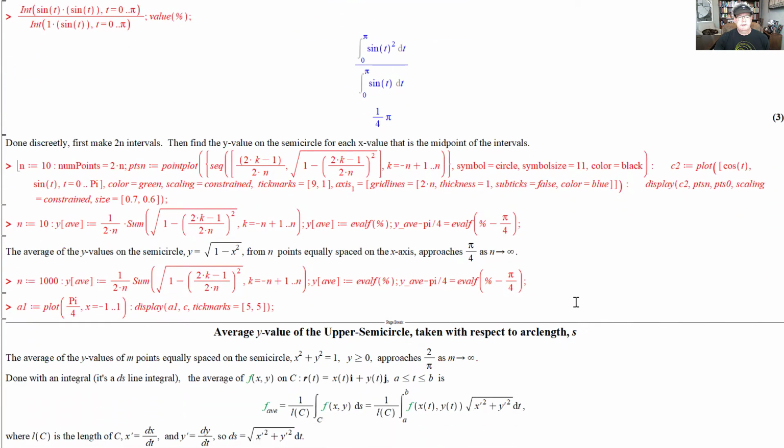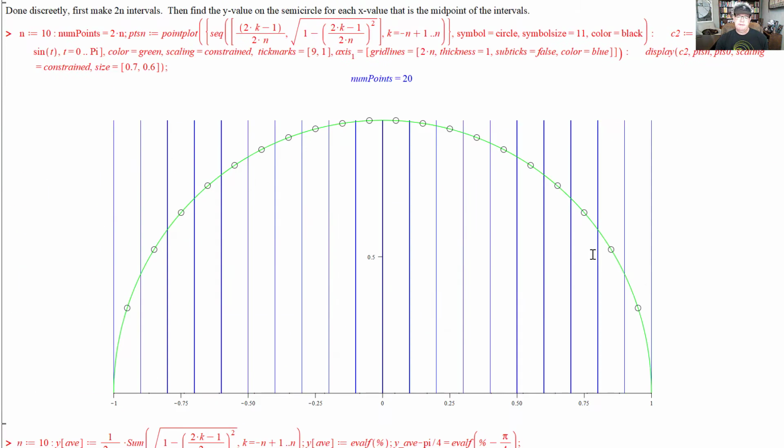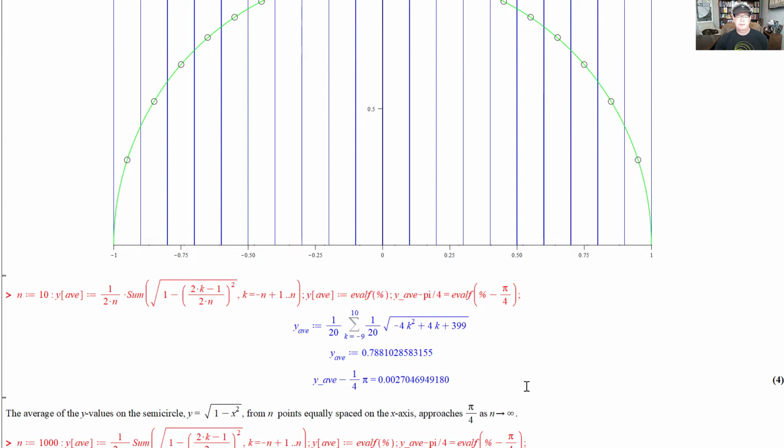Pictorially, there's a couple ways to visualize what's going on. Essentially, it's like we're taking points equally spaced along the x-axis, send them to the curve, and then average their y values. If I do that with 20 points, it's 10 in each quadrant, then this will be the average of those 20 points. It's already pretty close to pi over 4.